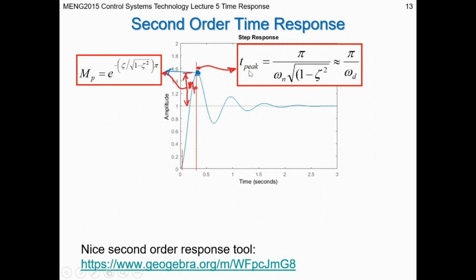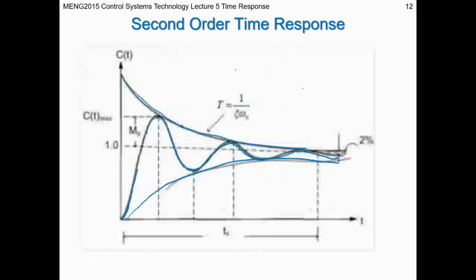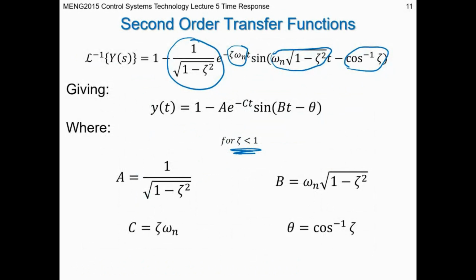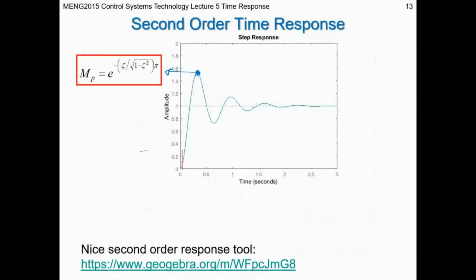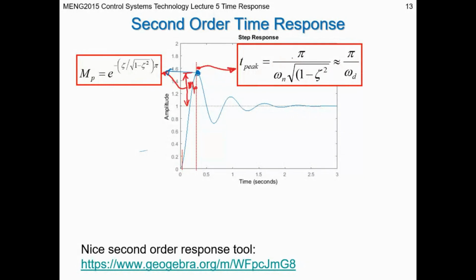But you can also calculate the time to the peak. And the time to the peak is given by pi over omega n root 1 minus zeta squared. That rings a bell because this part is here. It's the sinusoid's B. It's the frequency of our sinusoidal oscillation. So you can see that pi over the frequency of our sinusoid gives us the time to peak.